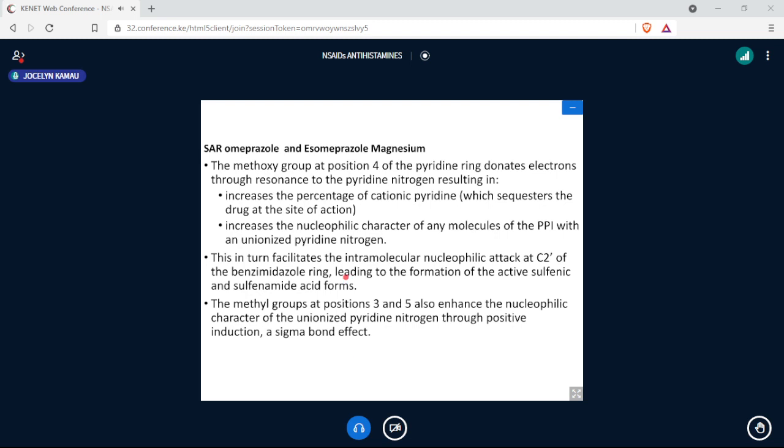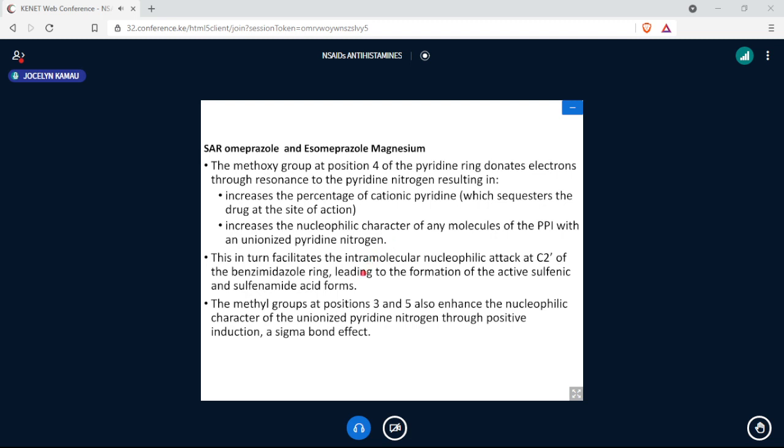The methoxy group at position 4 of the pyridine donates electrons through resonance to the pyridine nitrogen, resulting in increasing the percentage of cationic pyridine. I think all that we have mentioned. It increases the percentage of the cationic pyridine, which sequesters the drug at the site of action, and increases the nucleophilic character of any molecules of the PPI with an ionized pyridine nitrogen. Therefore, it increases the nitrogen's reactivity in terms of attacking the electrophilic carbon.